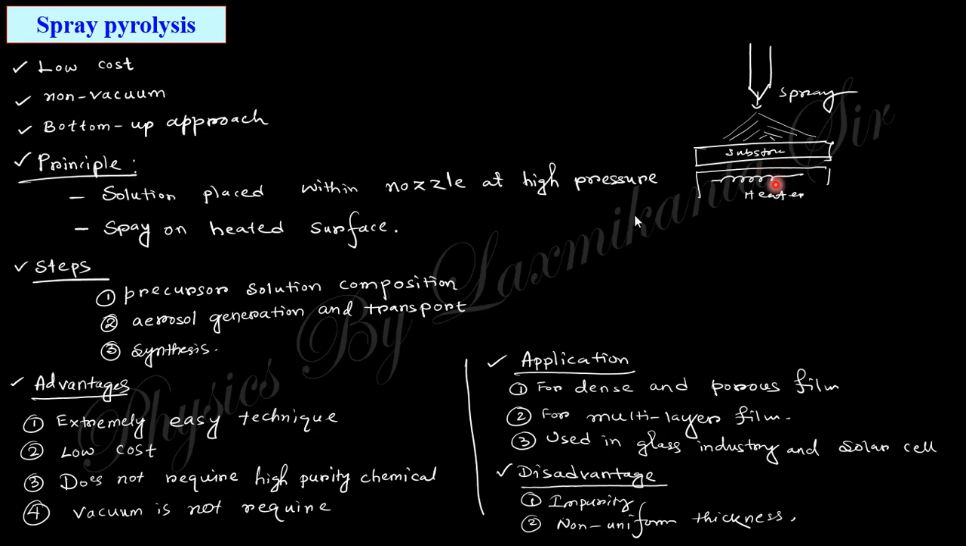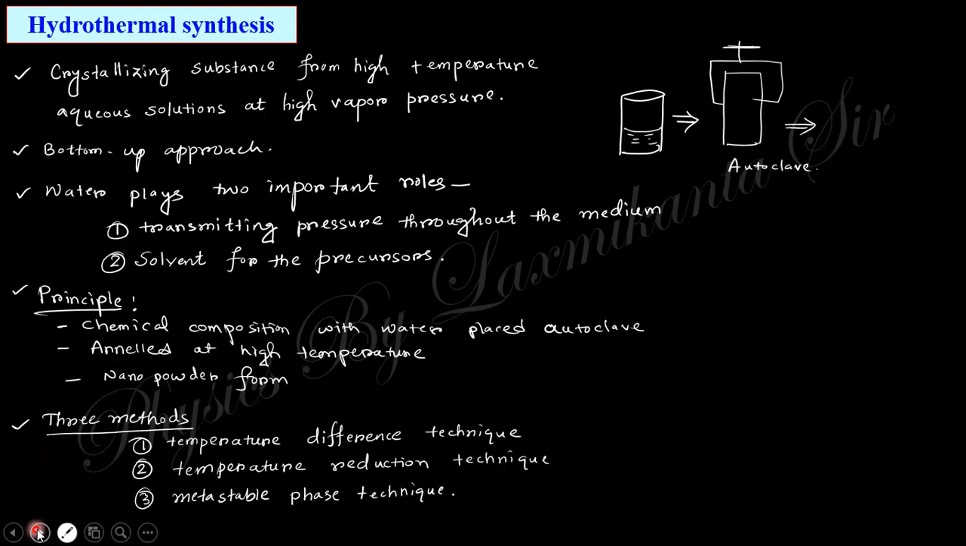The steps written here are precursor solution composition, then aerosol generation and transport, and then synthesis. The advantage is that it is an extremely easy technique with low cost, does not require high purity chemicals, and no vacuum is required. It gives dense and porous films and multi-layer films, and is used in the glass industry. The disadvantage is that impurities and non-uniform thickness are obtained.